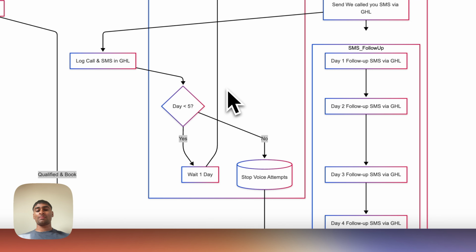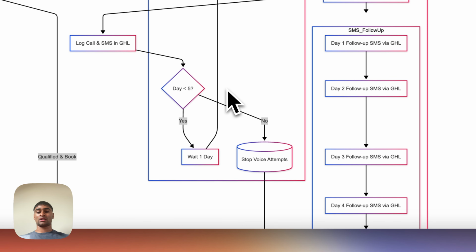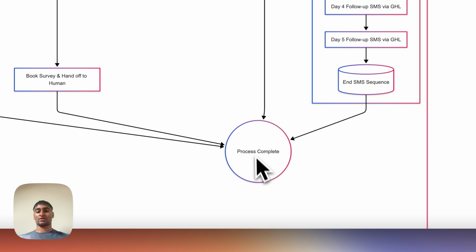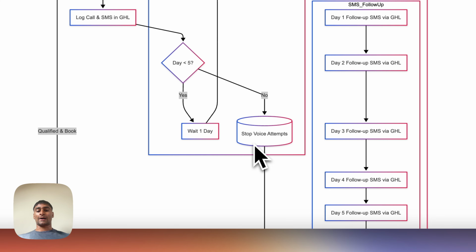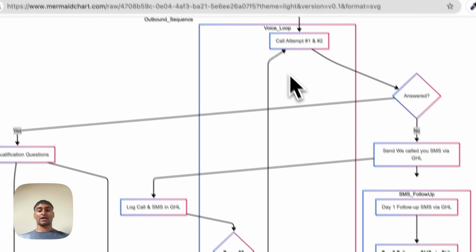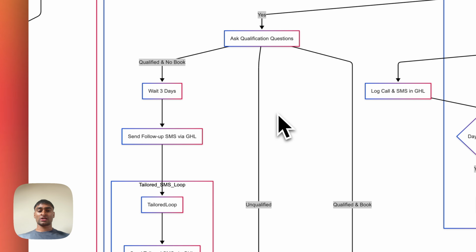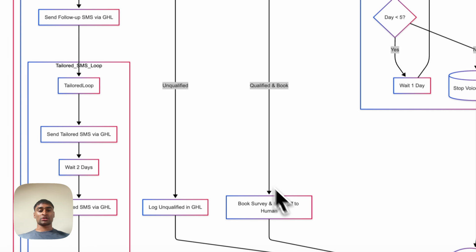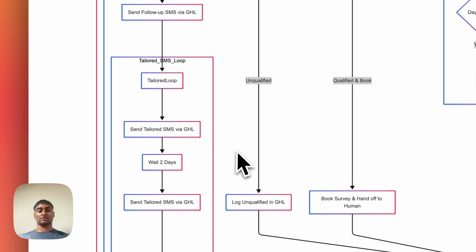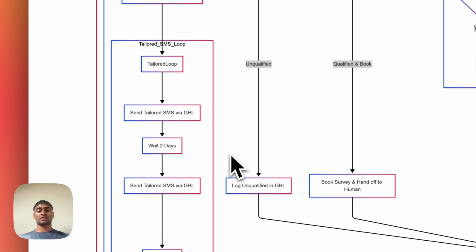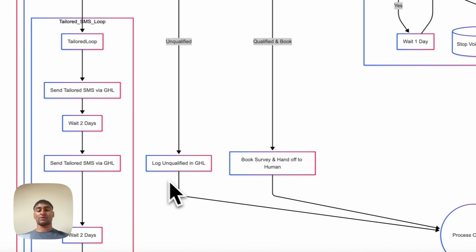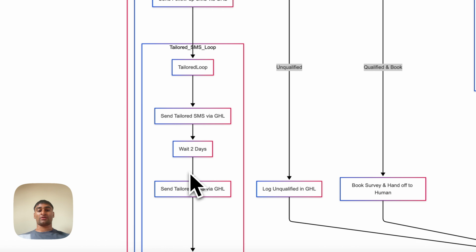We will phone them up and double dial them until they pick up. If they don't pick up after 5 attempts, then we would just stop the voice attempts and we would end the process there. But if they do pick up, we would then come through this process and ask qualifying questions, and then either get them booked in, or if they don't book in, then obviously we would follow up via SMS. If they are unqualified, then we would log them in the system as unqualified.